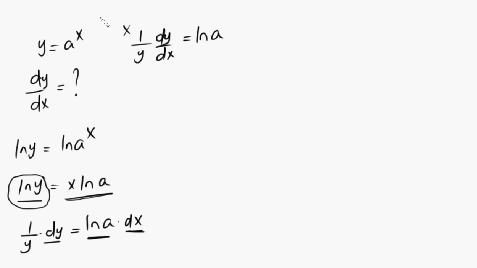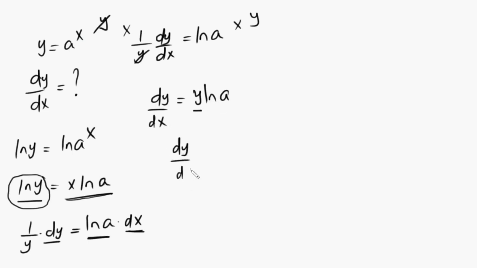So I will multiply by y on both sides, so this and this go. Now my dy/dx is just going to be equal to y ln a. But I don't want to have a y here. I know y equals a power x, because x is the independent variable. I just want to have values of x.